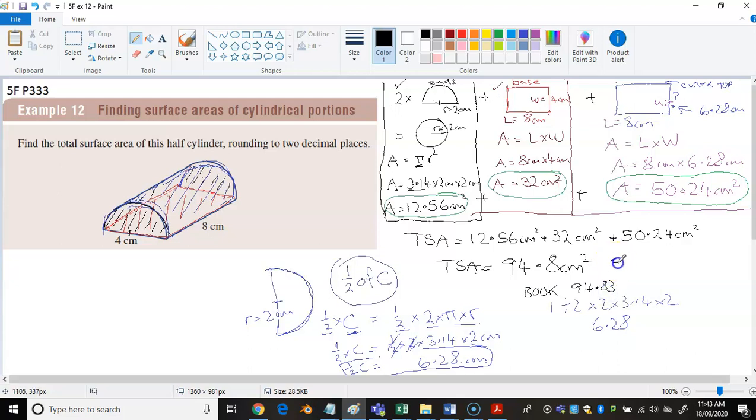The book says 94.83, and again, this is because I'm using 3.14, and this is coming from them using 3.1415926, blah, blah, blah, blah. It just goes on forever. Their number is a tiny bit higher than mine, and so their answer, once again, is a tiny bit higher than mine. But this is well good enough. Okay, that's that.